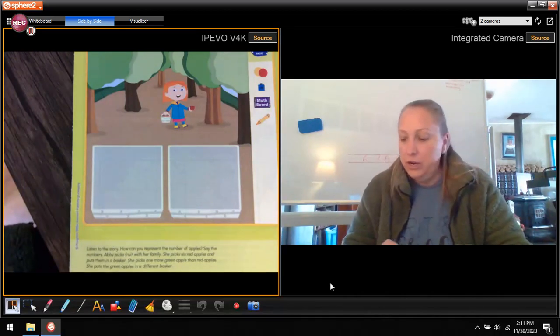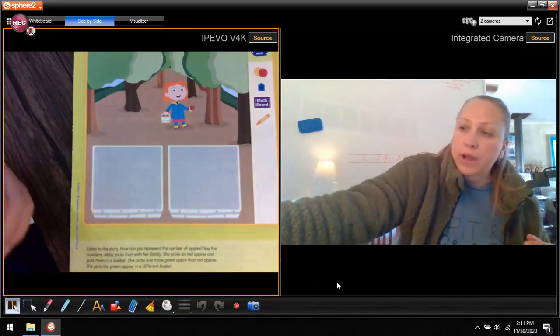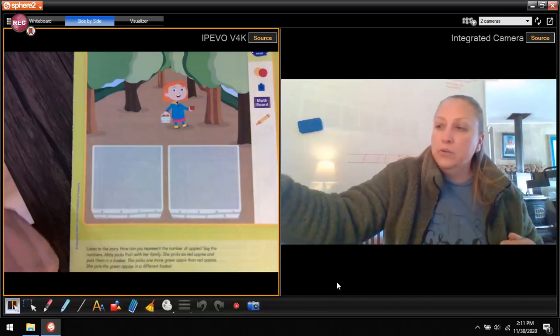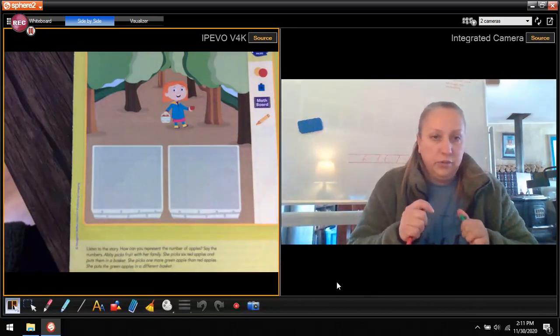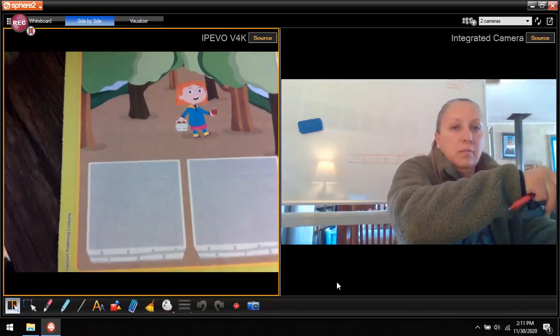So let's start here. You know what? I'm not going to use counters because I want to use red and green. So you can use your colors if you want to as well. I'm going to use a red and a green pen and see if that shows up. Move this down.